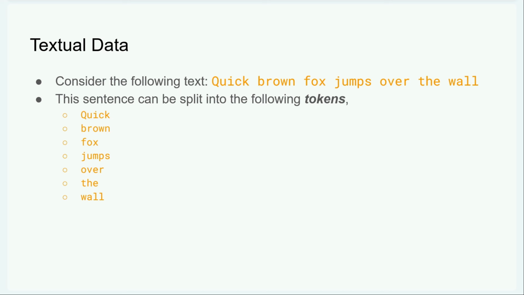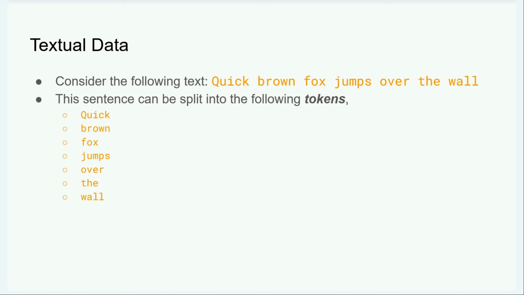So this is going to be the premise. Now, before we start talking about converting text to vectors, we first need to understand text a little bit more. Let's start with a very simple sentence. A quick brown fox jumps over the wall.